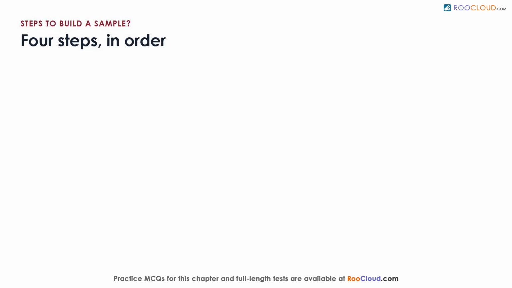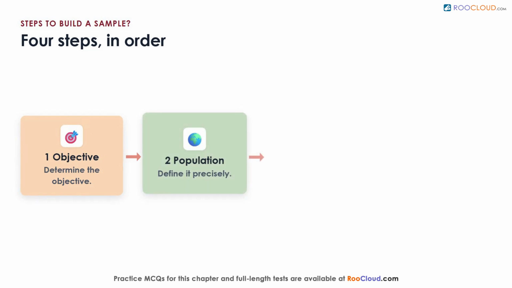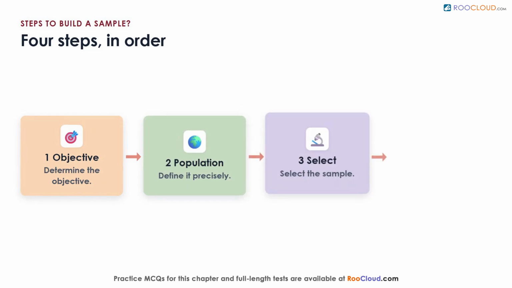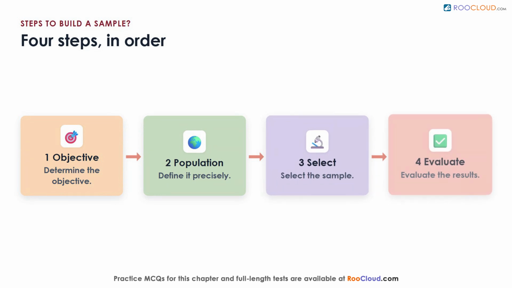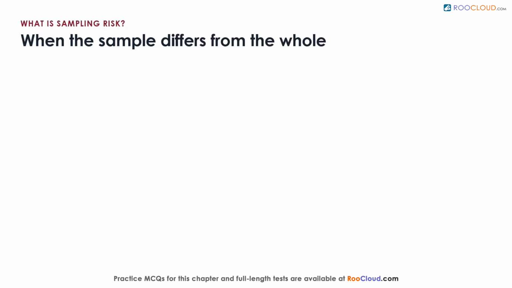How do you actually build a sample? Follow 4 steps in order. First, determine the objective of the test. Second, define the population precisely. Third, select the sample. Fourth, evaluate the results. What is sampling risk?